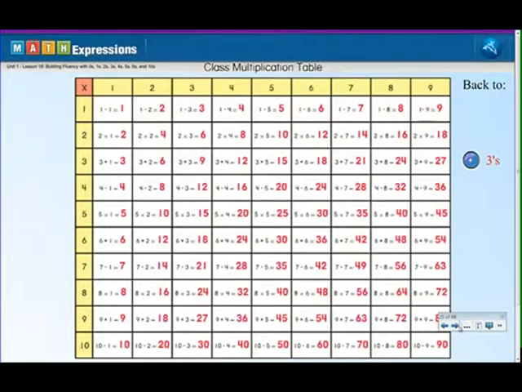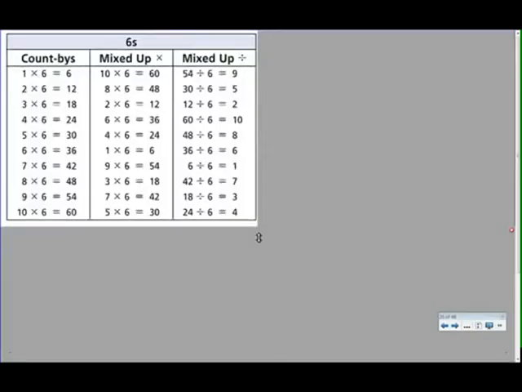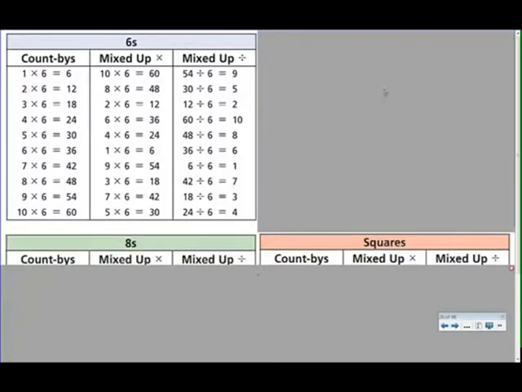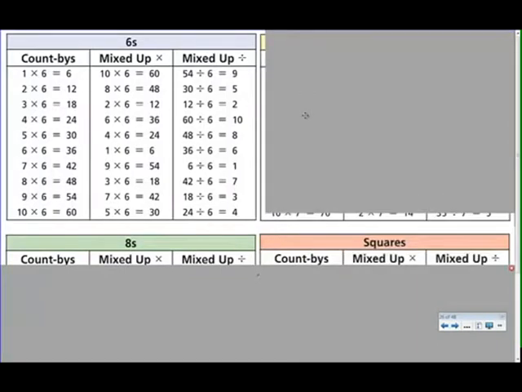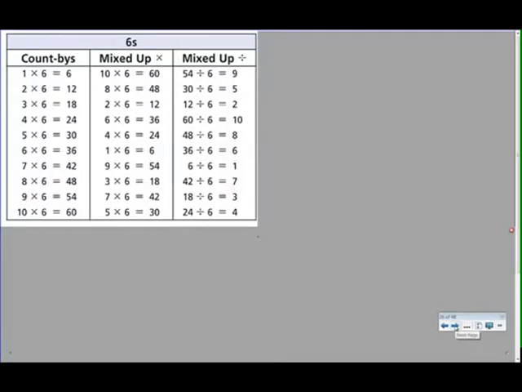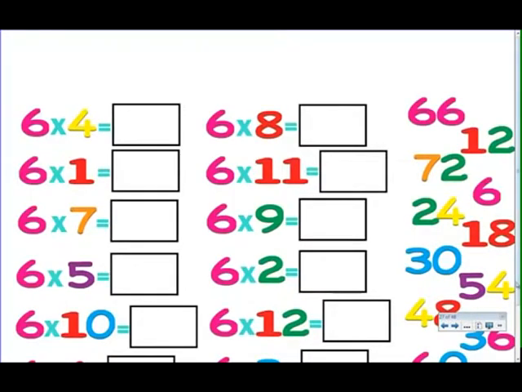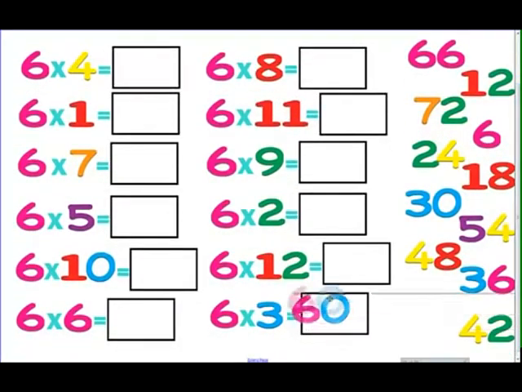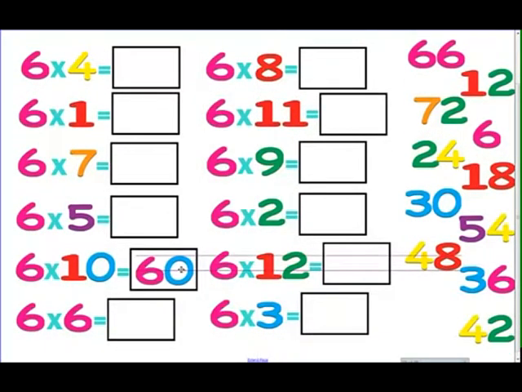Practice with the multiplication table. Make sure you go through your 6s. If you haven't got this sheet, it's coming home with the 8s, the 7s, and the squares. That should be coming home in your homework. Here's a practice that we'll be doing in class. See if you put those in a row. 6 times 10 equals 60. And see if you can put them in the right order.